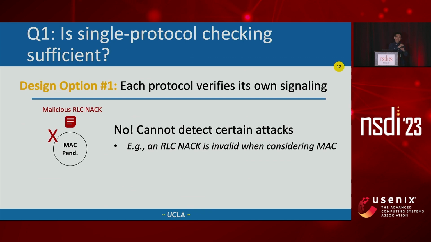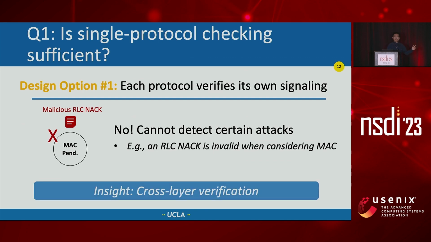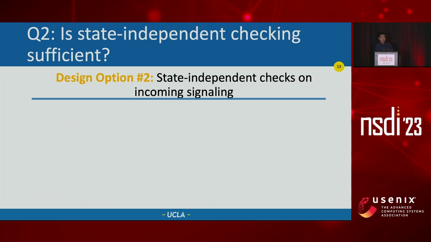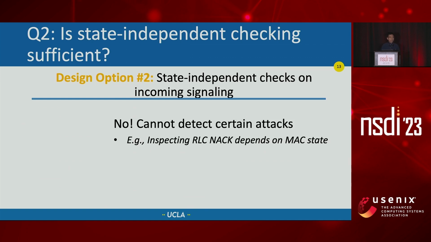So by combining these two protocols, there will be some interesting findings: this message cannot exist in the current state. So our insight here is that we must design a cross-layer verification for such signaling messages. For cross-layer signaling verification, there are also some choices. One option is to use state-independent checking, where we just design a list of checks, and whenever data comes, we check it based on the protocol or headers of different protocols.